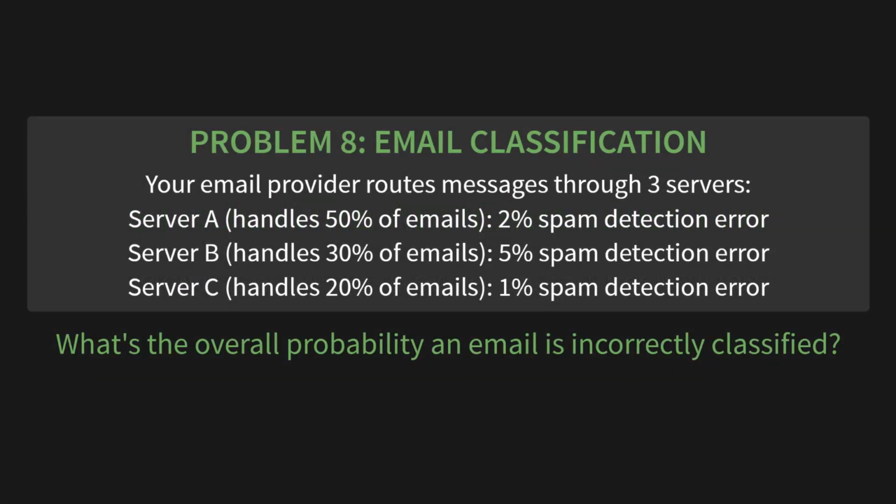All right, let's talk about something we all deal with, email. Your email provider has this clever system where they route messages through 3 different servers. But here's the catch. Each server has different error rates. Server A handles 50% of all emails with a 2% spam detection error. Server B handles 30% of emails, but has a higher 5% error rate. And Server C, it handles 20% of emails with the lowest error rate, just 1%. So here's the million-dollar question. What's the overall probability that any random email gets incorrectly classified?